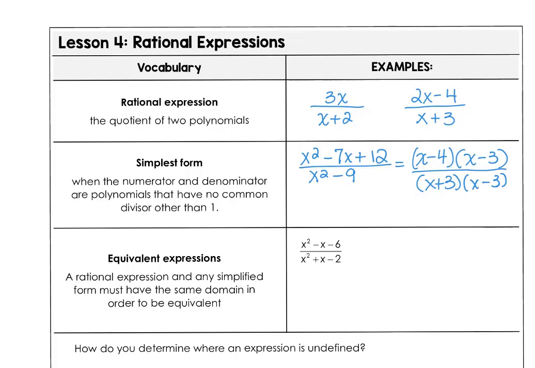This is lesson 4 in unit 8. We're talking about rational expressions today. And you can see in my vocabulary example, a rational expression is the quotient of two polynomials. And I've given you 2 examples here.